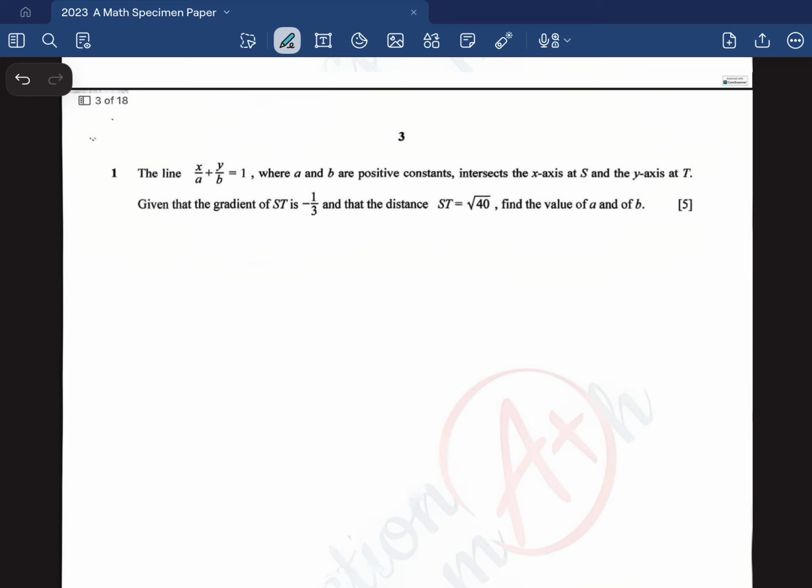Today we'll be doing the 2023 A Math Specimen paper, question 1. I'll be doing this question first and I'll be explaining throughout the entire video.